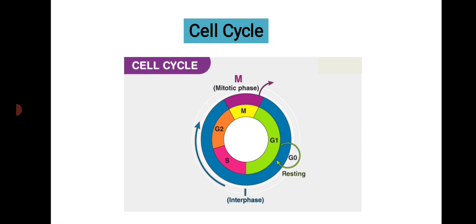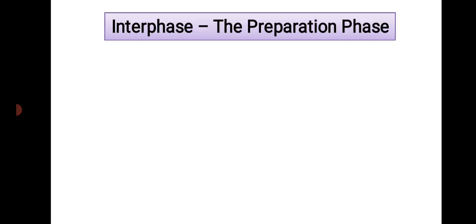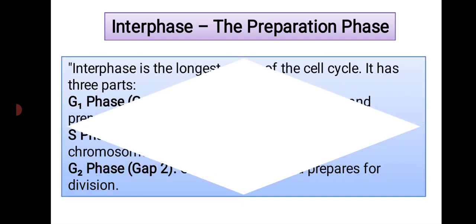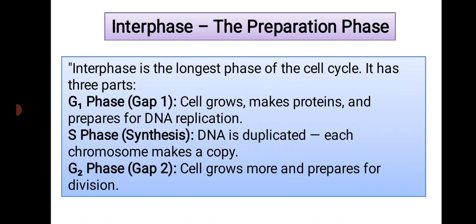Let's see what the interphase has. As I said, the interphase is also called the preparation phase. It is the longest phase of the cell cycle, and it has mainly three parts. What are those? The G1 phase. G stands for gap. So in Gap 1 phase, what happens? The cell grows, makes proteins and prepares for DNA replication, right?